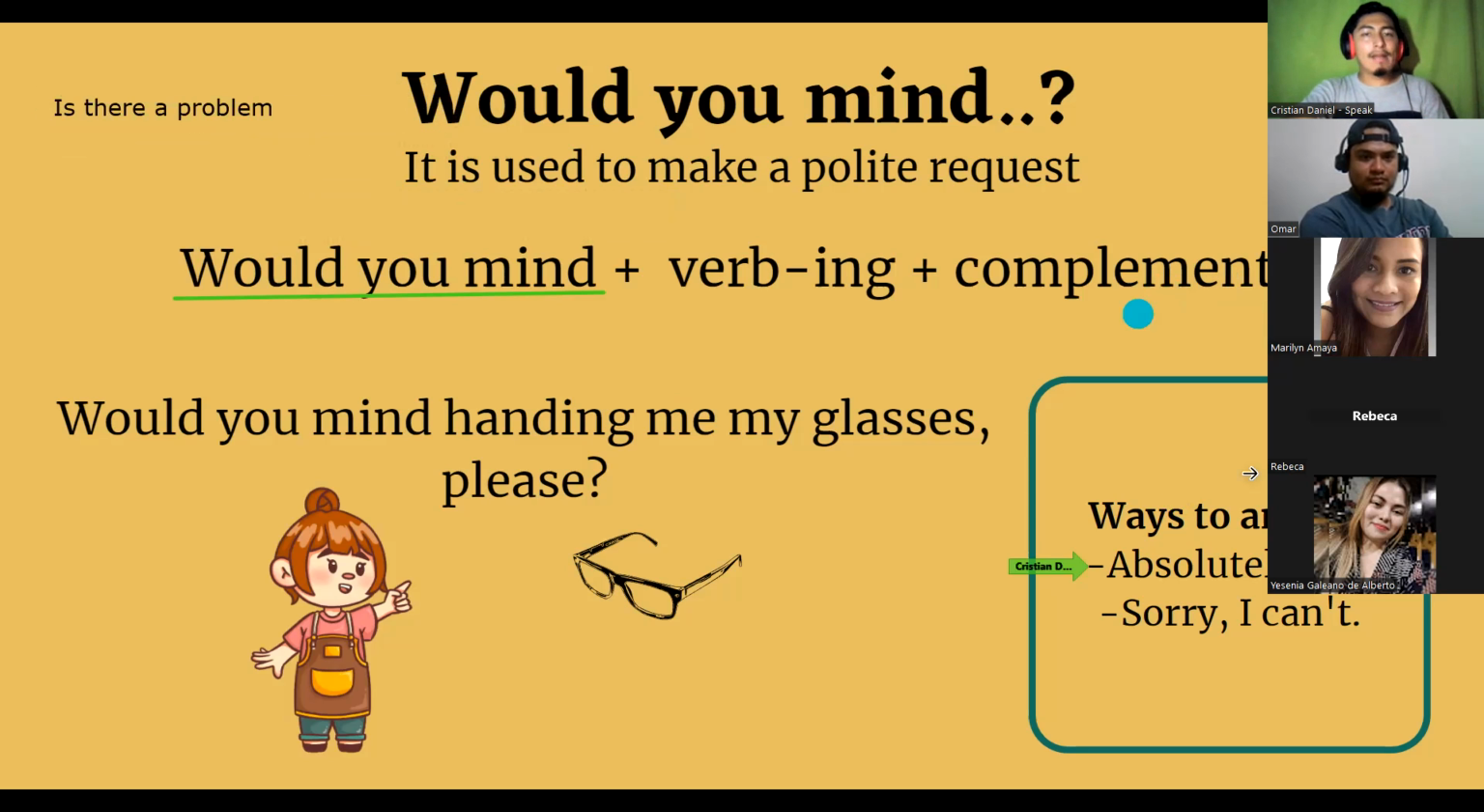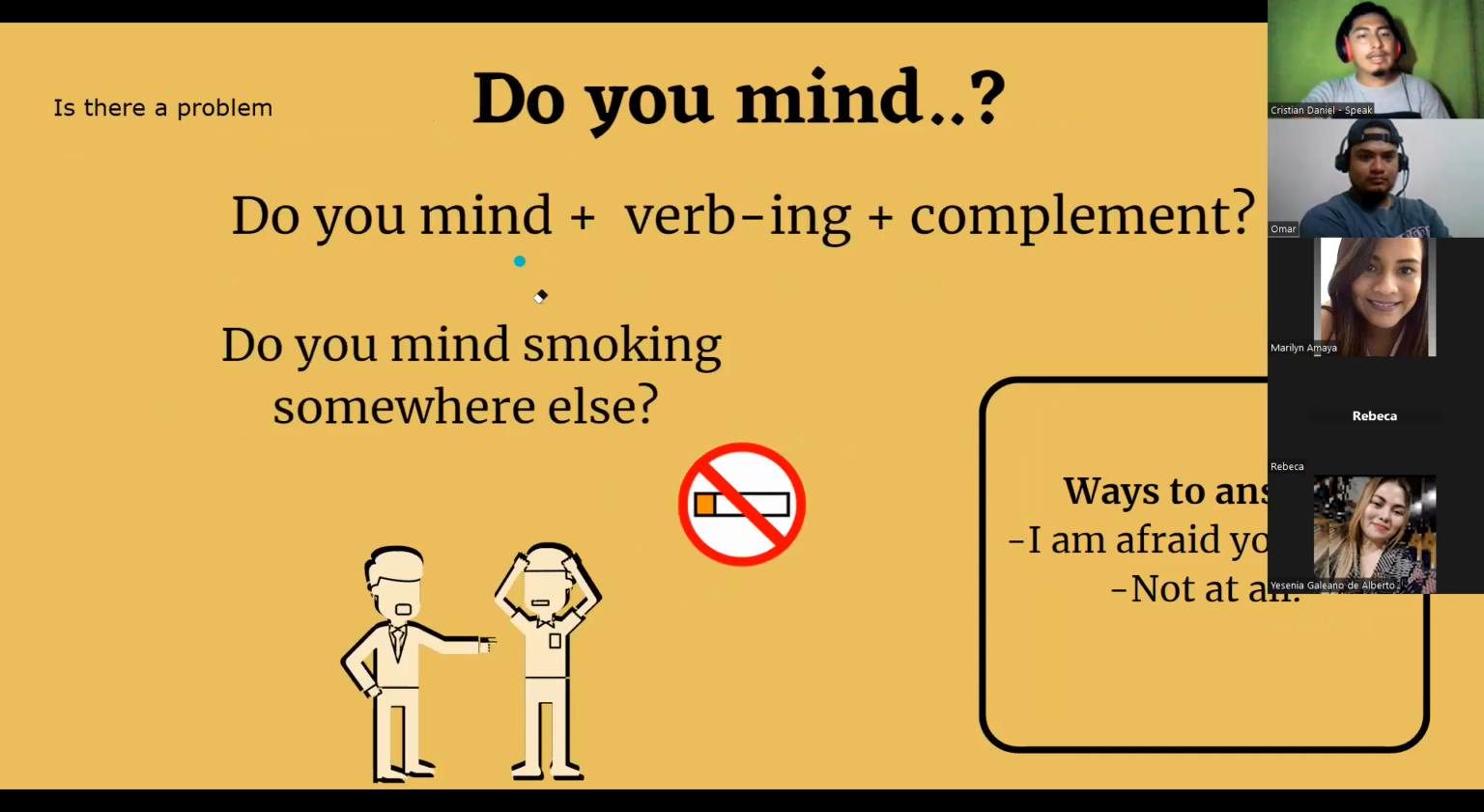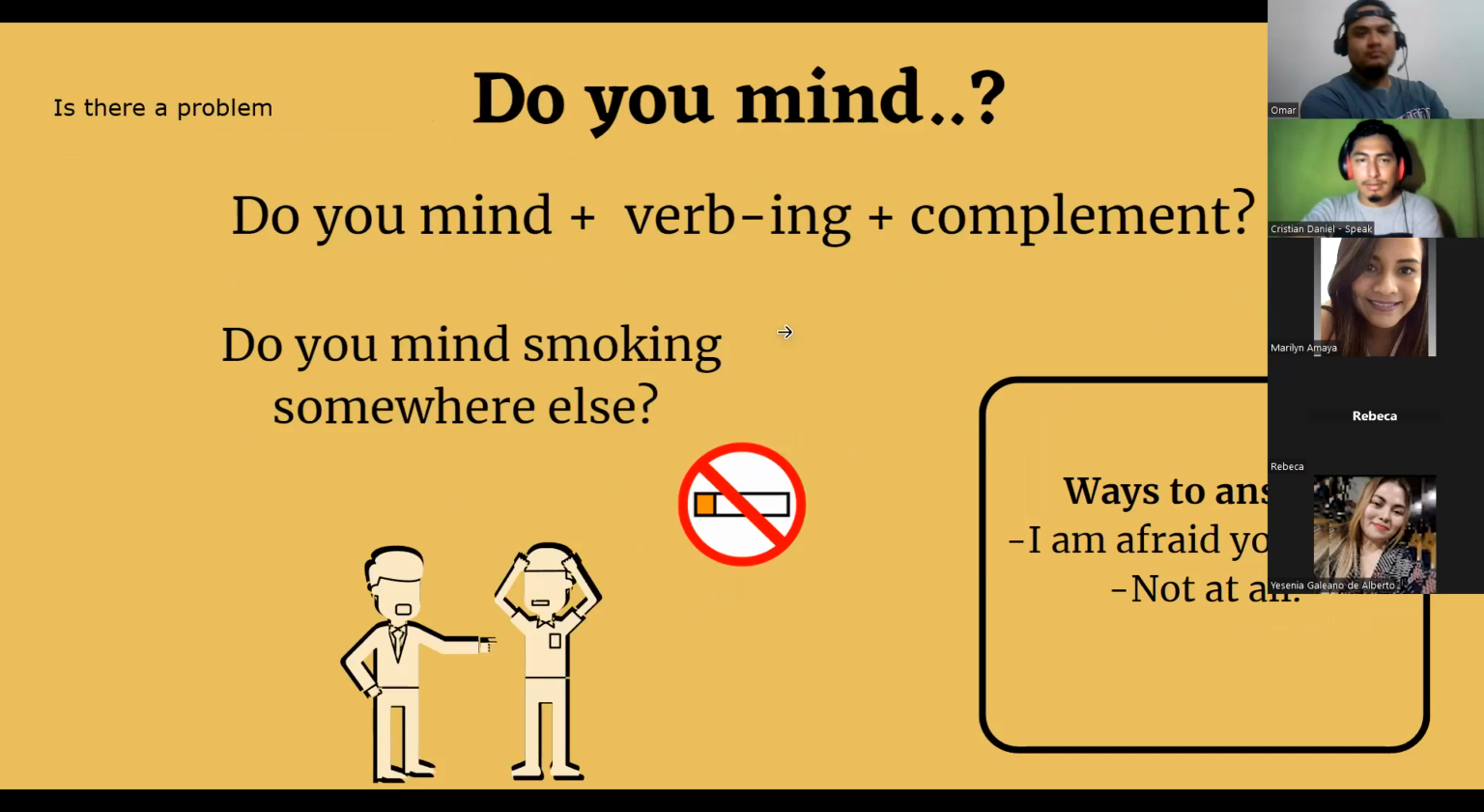Then, everybody, the other structure that we have is the use of do you mind. It has the same meaning as would you mind, everybody, and the same structure. So we use do you mind, verb in ing, and the complement. For example, okay. Okay, Madeline, help me reading the example and the answers. Do you mind smoking somewhere else?